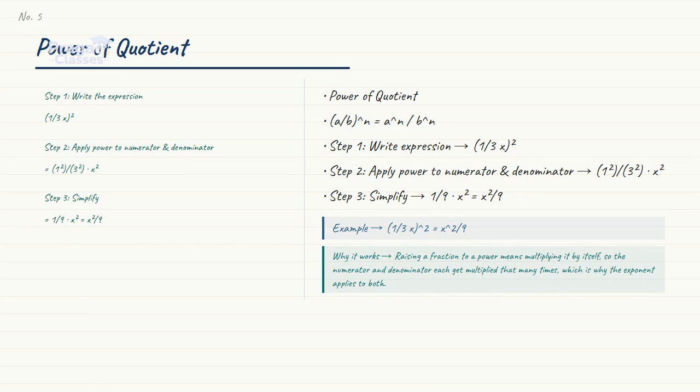(1/3 x) all squared. Step 1. Write it out. Step 2. Apply the square to the top, the bottom, and the x, 1 squared over 3 squared, times x squared. Step 3. Simplify. 1 squared is 1, 3 squared is 9, so we get 1/9 x squared, or x squared over 9. And here's why that works. Raising a fraction to a power means multiplying it by itself, so the numerator and denominator each get multiplied that many times, which is why the exponent applies to both.